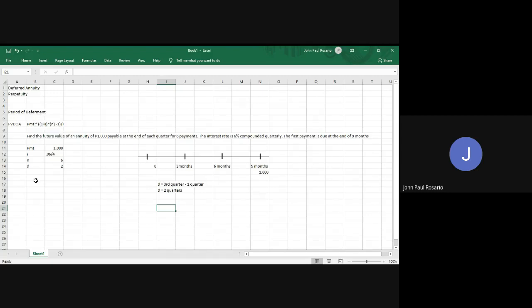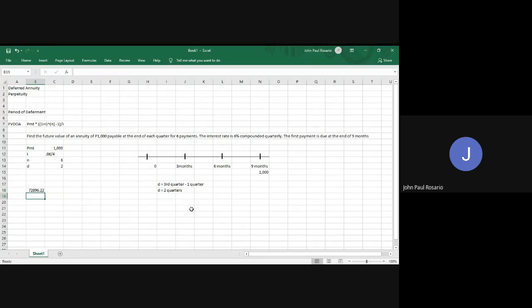So with that, even without solving D, you can solve for the future value of your annuity, which is 1,000 times 1 plus 0.06 over 4 raised to the power of 6, and then over 0.06 over 4.